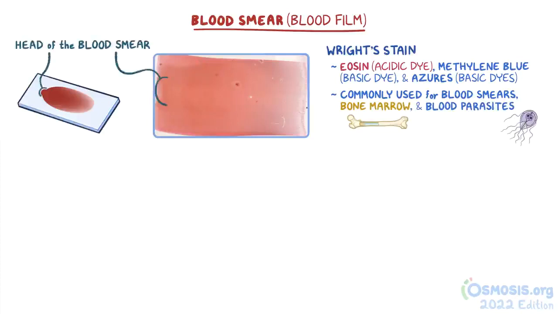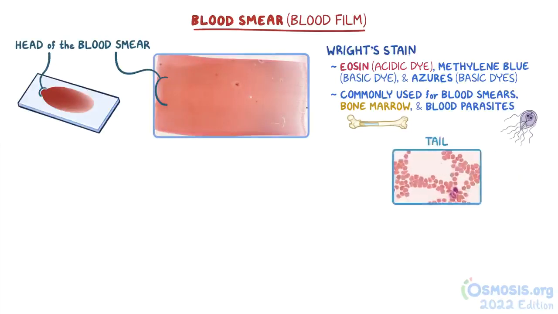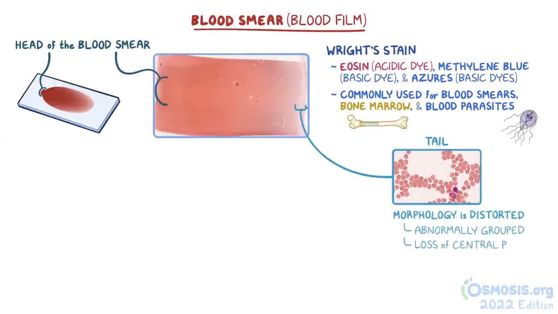When the blood was spread from the head to the right side of the slide, the thin layer of blood gradually became even thinner. The tail of the smear is the last portion of the smear that visibly tapers even more. The tail of the smear is not used for examination because the morphology of the cells can appear distorted. The cells are often abnormally grouped together, and red blood cells will have a loss of central pallor, which could be mistaken for spherocytosis.